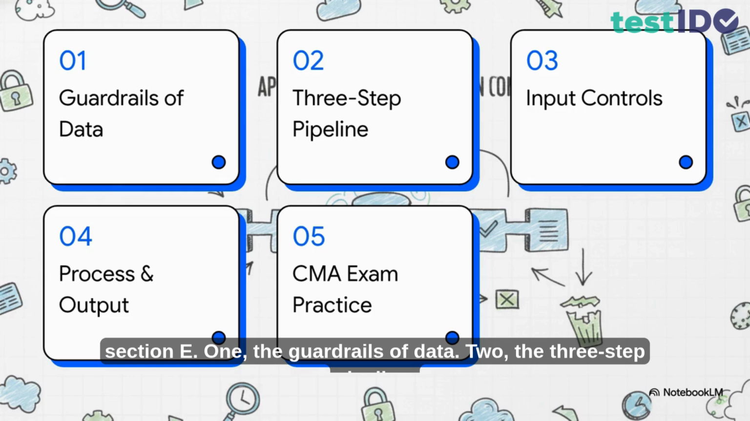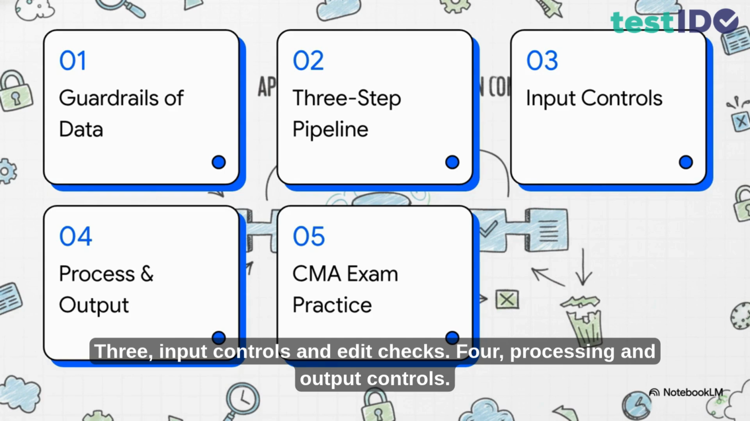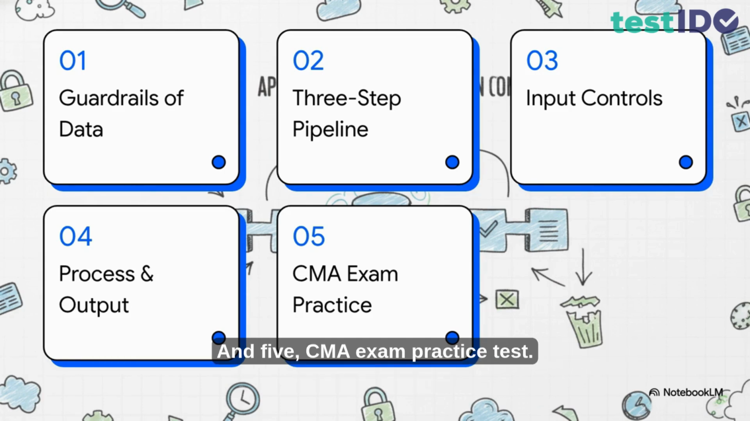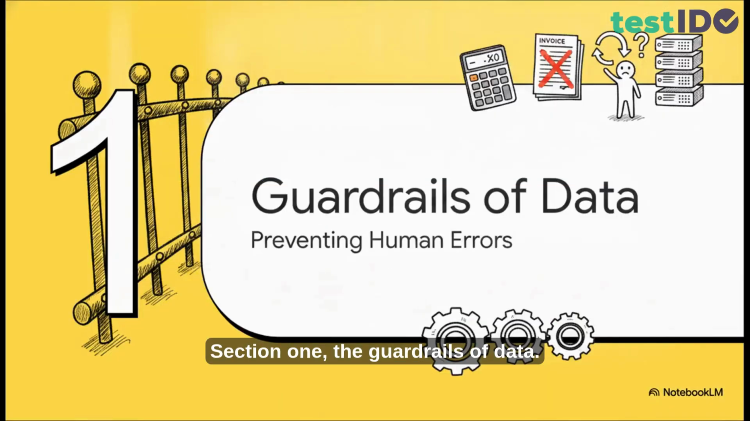All right, here is our lesson plan for mastering Part 1, Section E. 1. The guardrails of data. 2. The three-step pipeline. 3. Input controls and edit checks. 4. Processing and output controls. And 5. CMA exam practice test. Section 1. The guardrails of data.